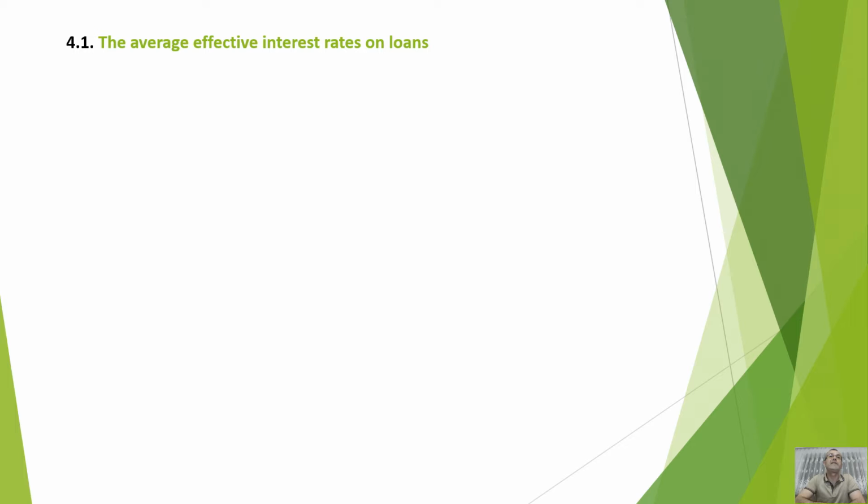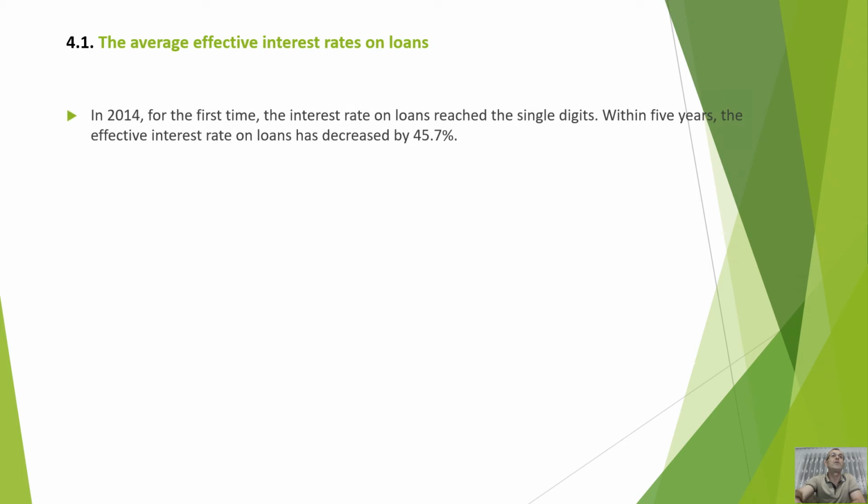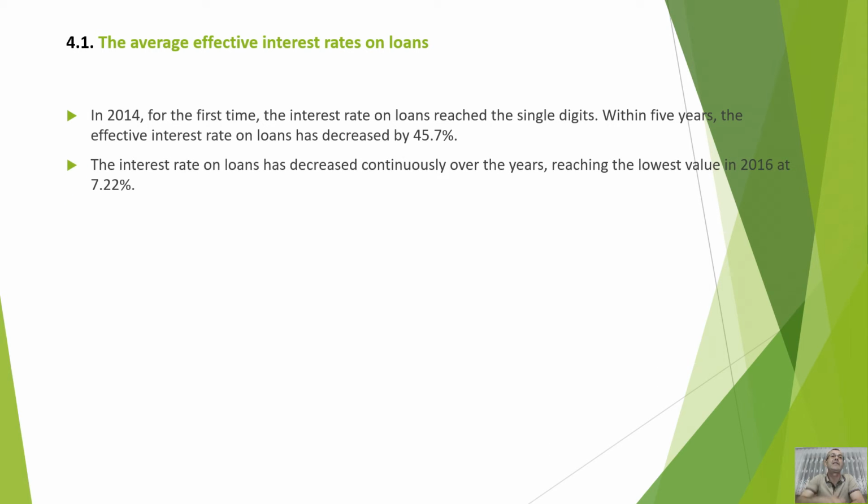The average effective interest rate on loans. In 2014, for the first time, the interest rate on loans reached the single digits. Within 5 years, the effective interest rate on loans has decreased by 45.7%. The interest rate on loans has decreased continuously over the years, reaching the lowest value in 2016 at 7.22%.